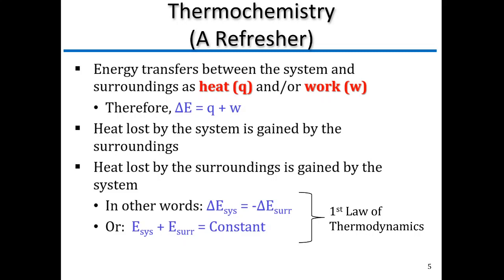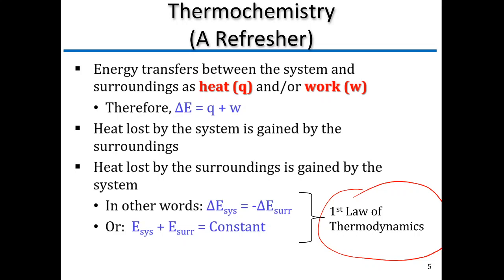So we can say that the change in the energy of the system is equal to minus the change in energy of the surroundings. They're just opposites, so we could flip that sign around if we wanted to. If it's leaving the system, it must go into the surroundings. If it's leaving the surroundings, it must be going into the system. We could also say that the energy of the system plus the energy of the surroundings is equal to a constant. And this is your first law of thermodynamics. This is very important not to forget. If anybody asks you what the first law of thermodynamics is, you should be able to say that we don't create or destroy energy. In other words, heat leaving the system must go into the surroundings and vice versa.